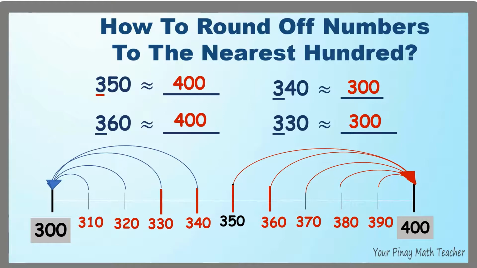What if we subtract 1 from 350? We get 349. Can we round it off to 400 or 300? 349 does not reach the middle. Therefore, it is rounded off to 300.